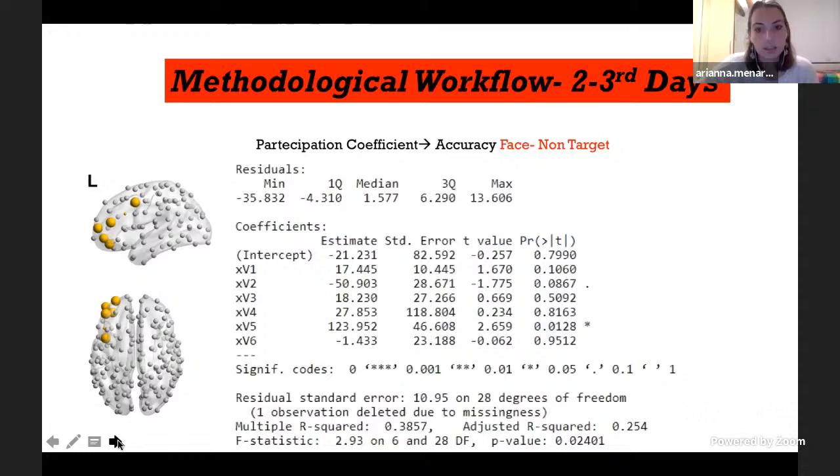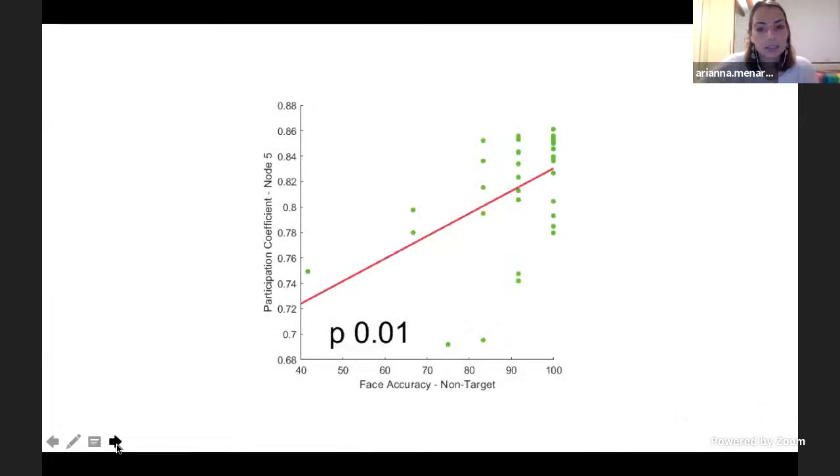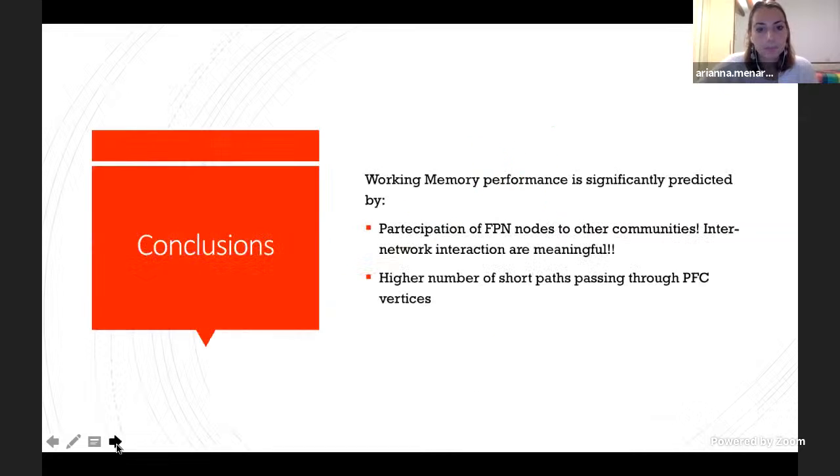So again, for the non-target instead, we observed that vertex number 5 was predictive of face accuracy for non-target stimuli, again in terms of its participation coefficient value. And this is the relationship. And finally, what we can conclude. Our conclusions were mainly focused on looking at participation coefficient and betweenness centrality.